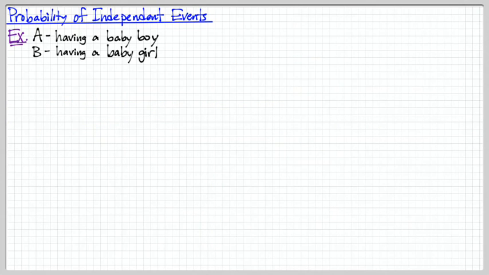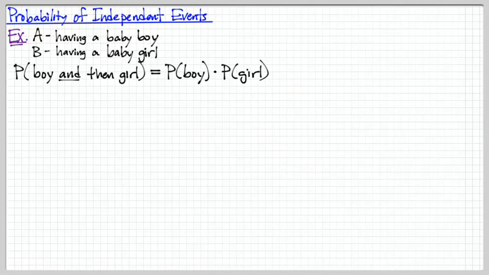Probability of independent events. Let's consider 2 events, having a baby boy or having a baby girl. They're independent events in the fact that whether you first had a baby boy, having another child doesn't matter whether you had a boy or a girl before that. So then the probability of having a boy and then after getting a girl would be the probability of getting a boy times the probability of getting a girl, which would be 1/2 times 1/2 is equal to 1/4.